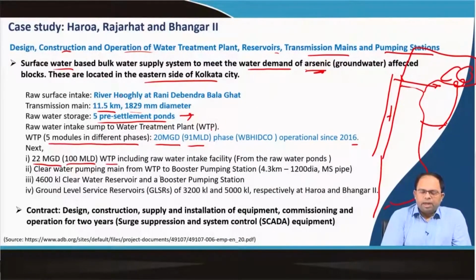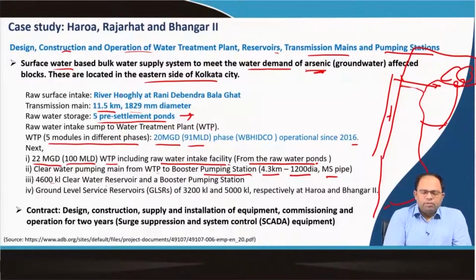The water treatment plant includes the raw water intake facility and the pre-settlement ponds. There is a clean water pumping main from the WTP to the booster pumping station. Once the treatment was done, there was a pumping main to the booster pumping station far away at 4.3 kilometers, where 1200 mm MS pipes were used.